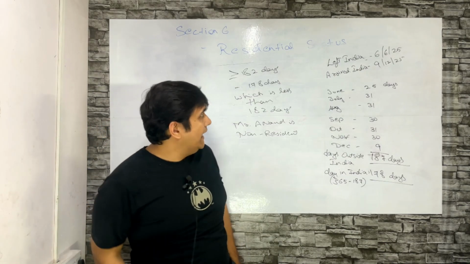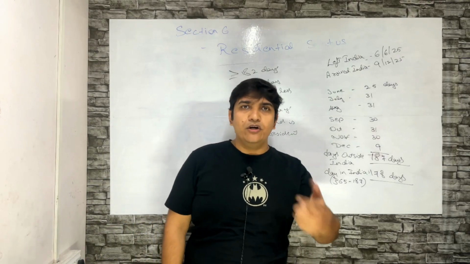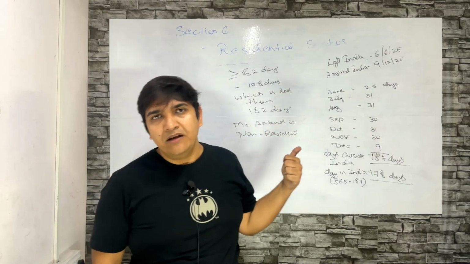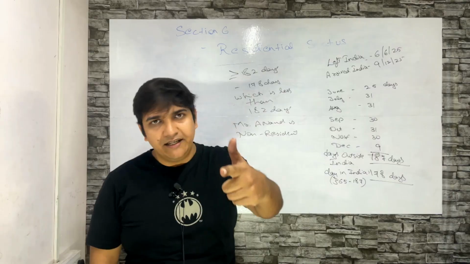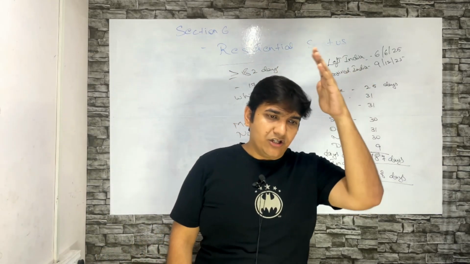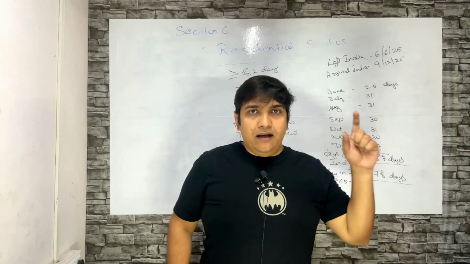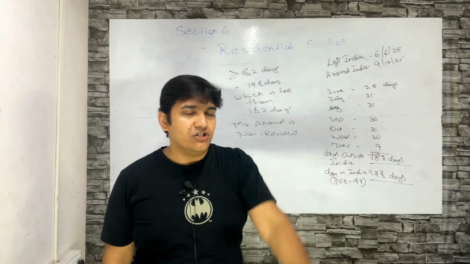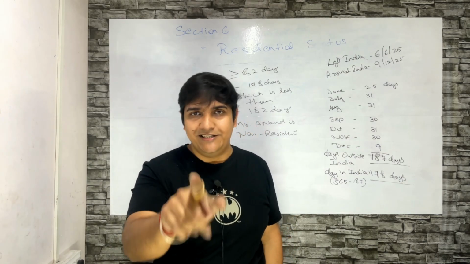So I end the video here. In the next video, we will continue residential status. We will look at deemed resident. We'll look at residential status of HUF and residential status of other entities like companies, partnership, AOP, etc. After that, we'll move on to scope of total income. But for the next video, only residential status, and I'll try to end it there.